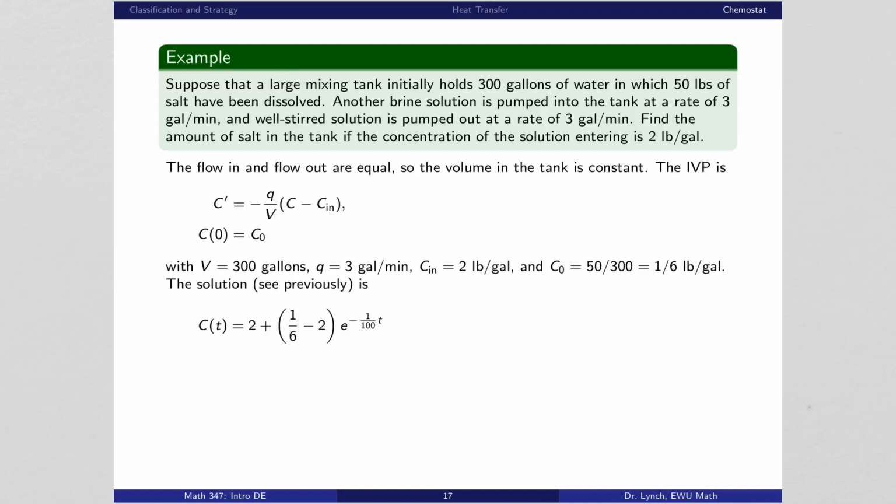Okay, so we go ahead and solve this initial value problem just as we did previously. The solution is C of t equals C_in plus the quantity C_out minus C_in times e to the minus Q over V times t. So we see the solution here, and we can see, as we expect, it satisfies the initial condition and it has the correct behavior as time goes to infinity.